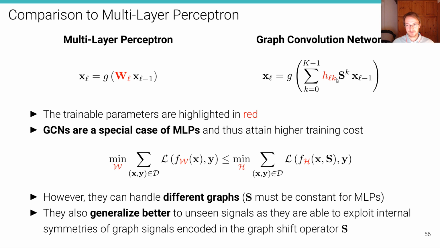We also have a linear transformation, but in this case we have a projection onto this S to the power of k matrix, and then we have just a scalar coefficient h, while here we can learn an arbitrary matrix W that can be equivalent to this power series here, or it can be not.